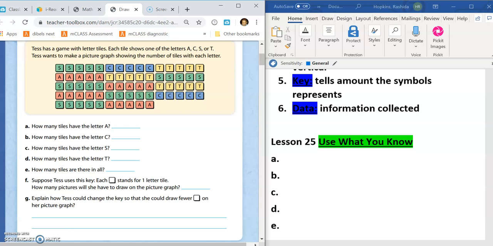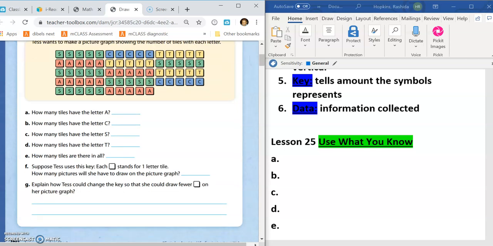B, how many tiles have the letter C? C, how many tiles have the letter S? D, how many tiles have the letter T? E, how many tiles are there in all? F, suppose Tess uses this key. Each square, which is the symbol, stands for one letter tile. How many pictures will she have to draw on the picture graph?